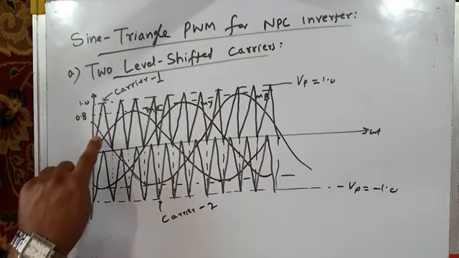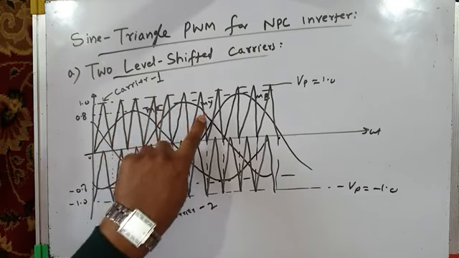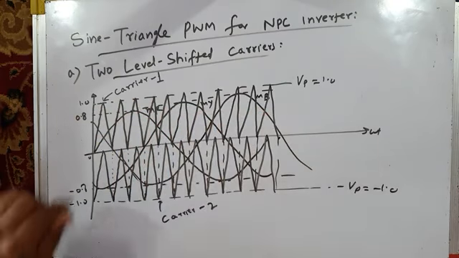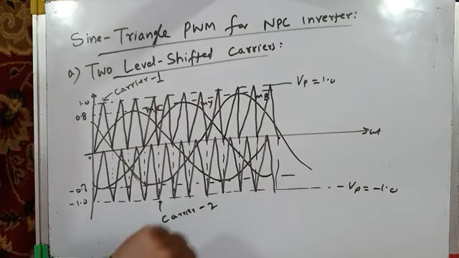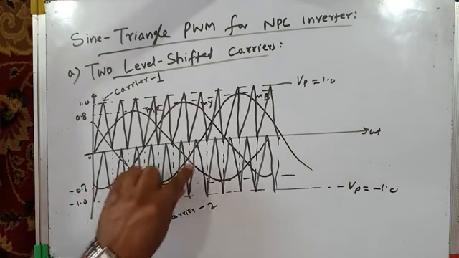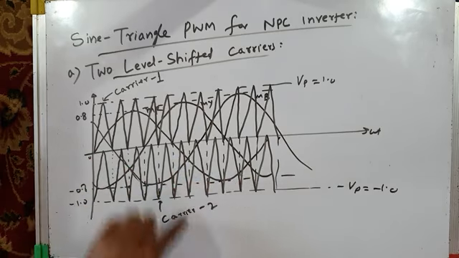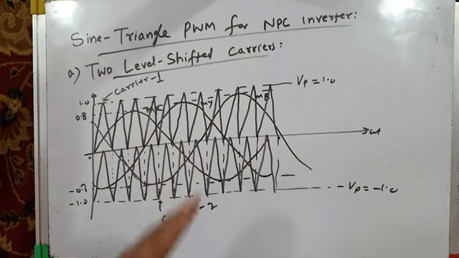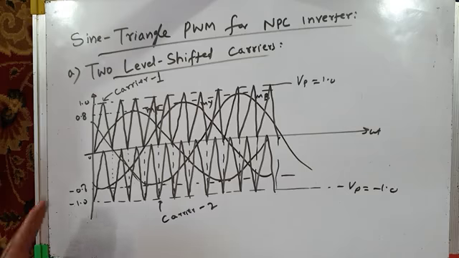Now what you do, the positive half cycles of MR, MY and MB modulating waves are compared with carrier 1 and it generates the gating pulses for the switches, IGBT switches. Similarly, -MR, -MY and -MB are compared with carrier 2 and for negative half cycles also they generate what we call gating pulses for the inverter switches. Okay, this is how to use it. I will discuss with you.